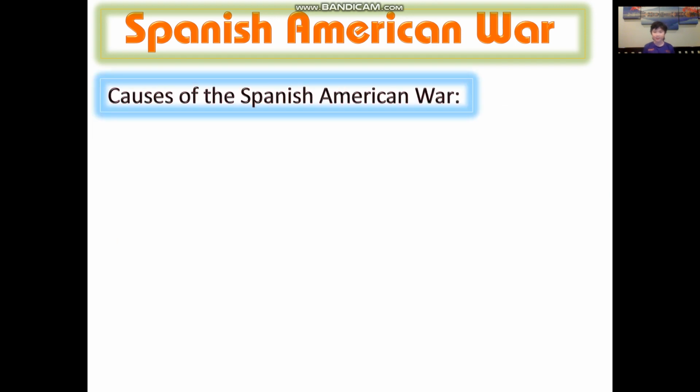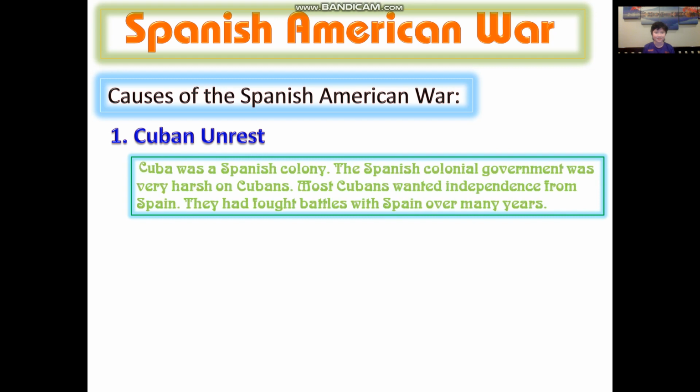Causes of the Spanish-American War. Number 1, Cuban unrest. Cuba was a Spanish colony. The Spanish colonial government was very harsh on Cubans. Most Cubans wanted independence from Spain. They had fought battles with Spain over many years.